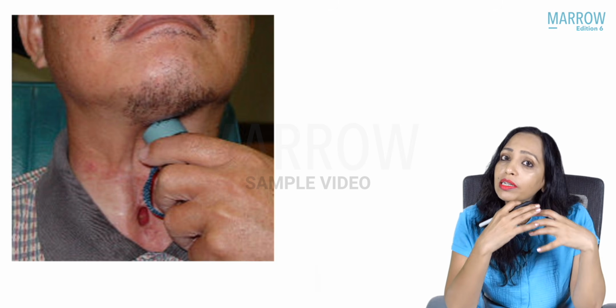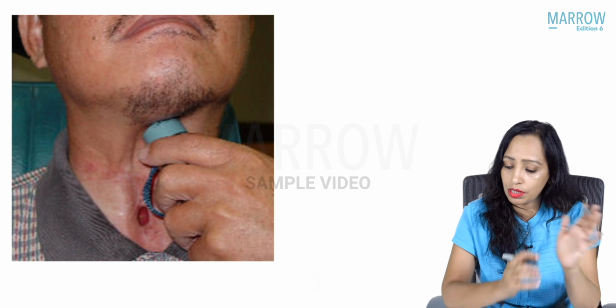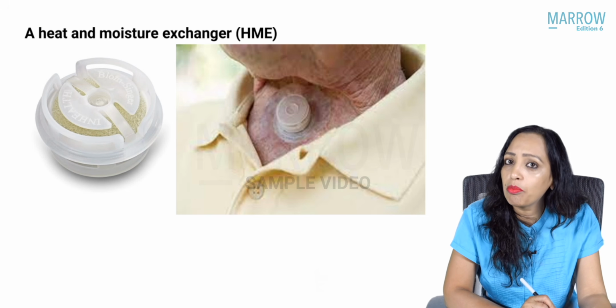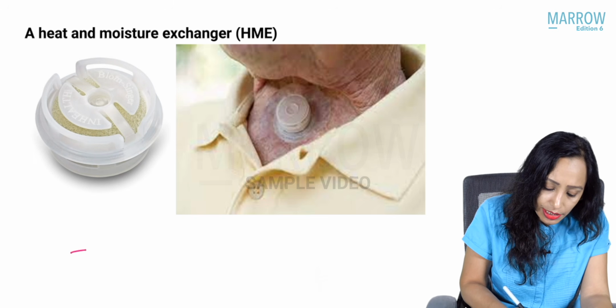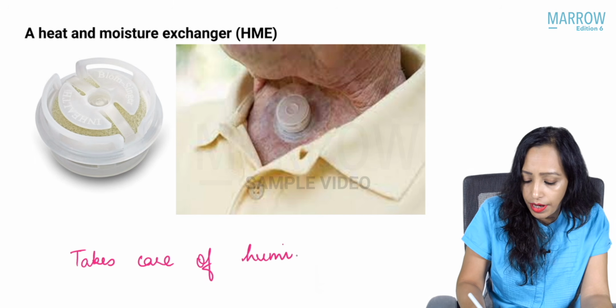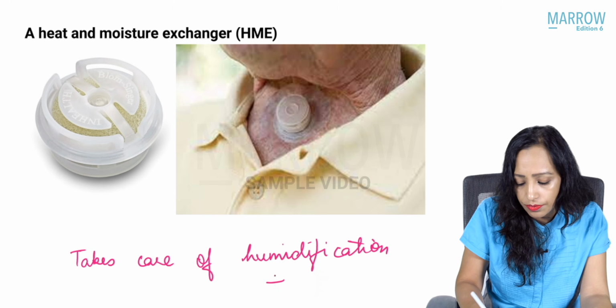So for that, can something be done? Yes. So to filter the air and to humidify the air, we can use a prosthesis which appears like this. This is what is known as a heat and moisture exchanger. So this takes care of humidification and filtering of air.